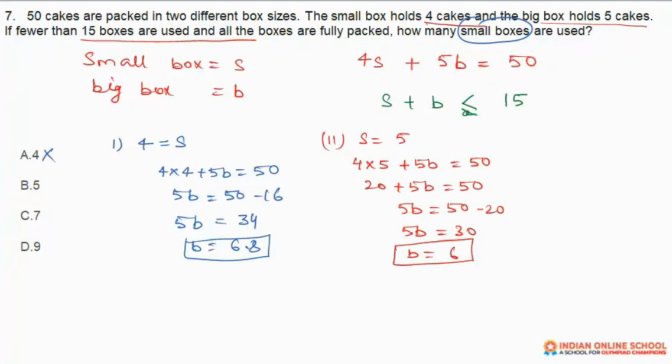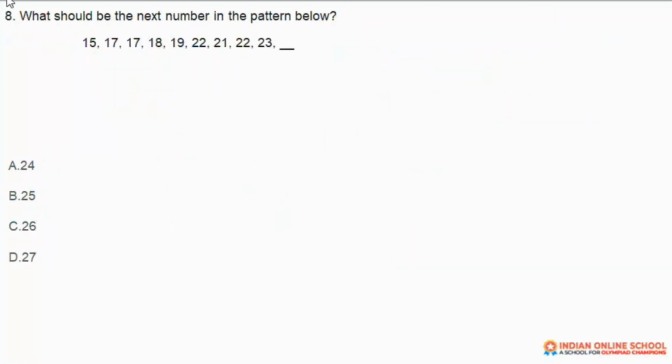Okay. And when we add the number of boxes, because according to the question the total number of boxes is fewer than 15, when we add 5 plus 6, we are getting 11, which is less than 15. Okay, so that is our correct choice. So the correct answer needs to be option B, 5. Understood? Let's go with the next question.